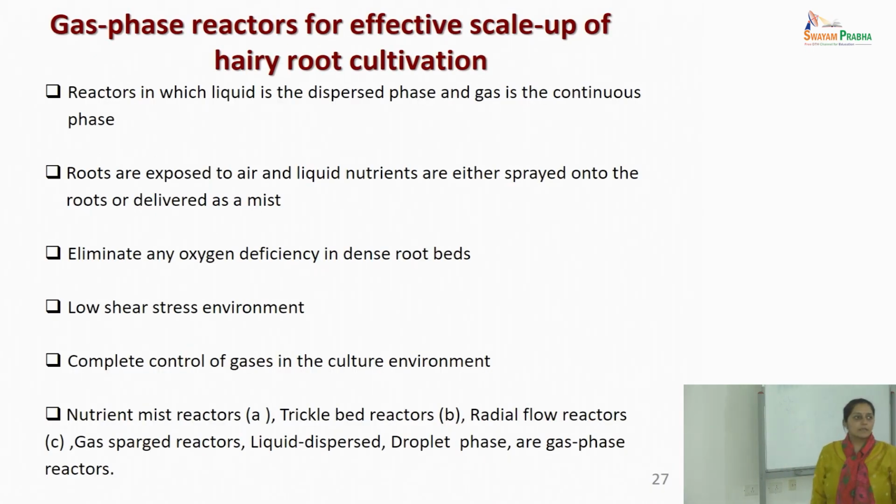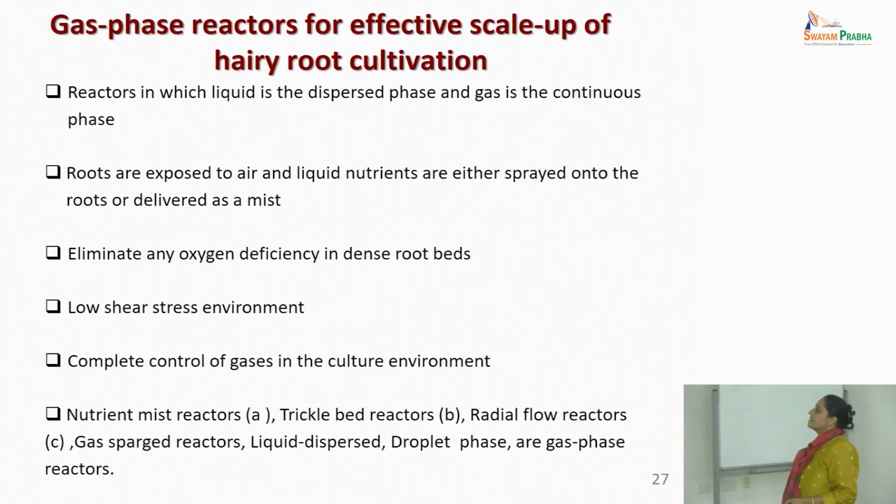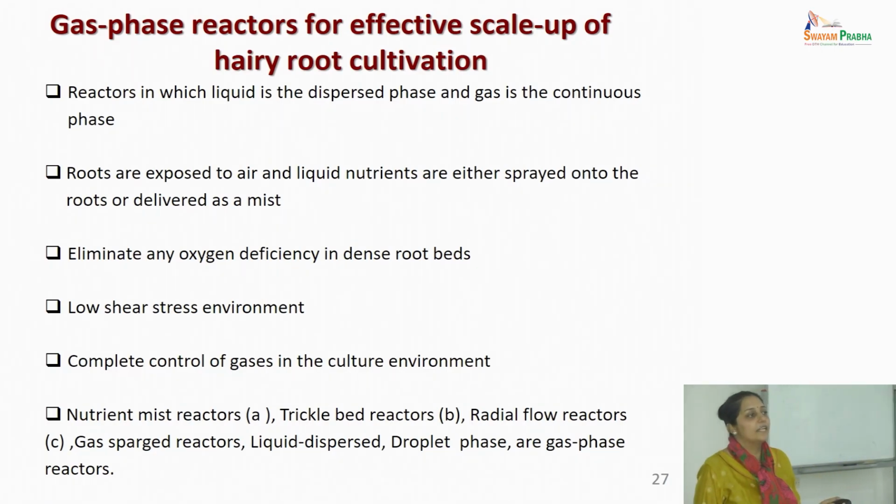So then what is the choice? People came up with modified reactor designs called gas phase reactor designs. How are they different from liquid phase reactor designs? In liquid phase reactor designs, liquid is the continuous phase and gas is the dispersed phase, isn't it? Now in gas phase reactors, gas becomes the continuous phase and liquid becomes the dispersed phase. So in these reactors, where liquid is the dispersed phase and gas is the continuous phase, the roots are exposed to air more now, isn't it? More air, whereas in liquid fermentations oxygen is a limiting factor. Why? Anybody?